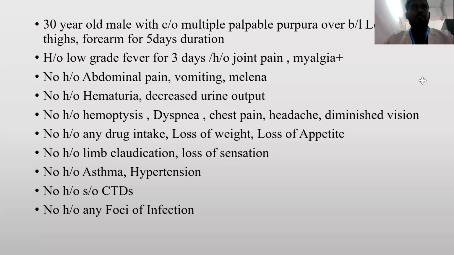So, a 30-year-old male came with complaints of multiple palpable purpura over bilateral legs, thighs and forearm for a duration of 5 days. History of low-grade fever for 3 days, with history of joint pain and neuralgia as well. No history of abdominal pain, vomiting, melena. No history of hematuria or decreased urine output. No history of hemoptysis, dyspnea, chest pain, headache. No history of any drug intake, loss of weight, or loss of appetite. No history of limb claudication, loss of sensation, no history of asthma, hypertension, no history suggestive of connective tissue disease, no history of any focus.